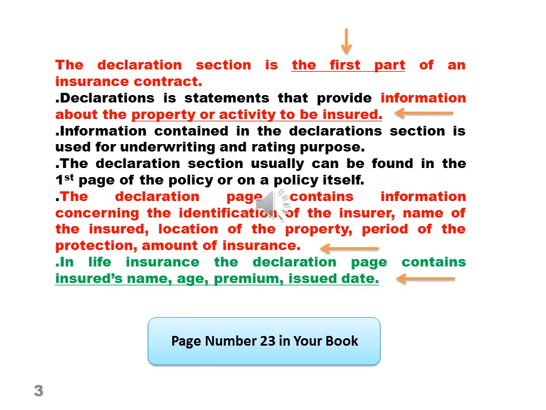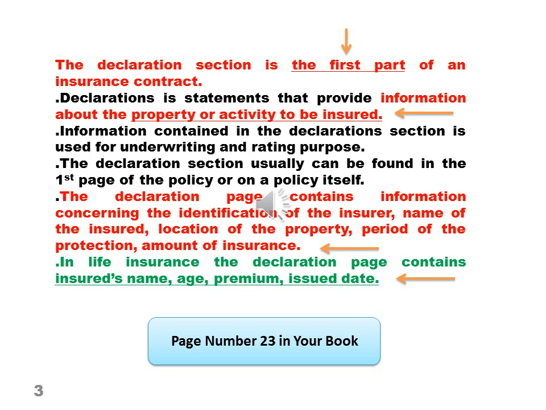We will explain today the 6 parts of the insurance contract. You can find these 6 parts of the insurance contract on page 22 in your book. The first part of the insurance contract, declarations. We will see what is the meaning of declaration, what is the definition of declaration.